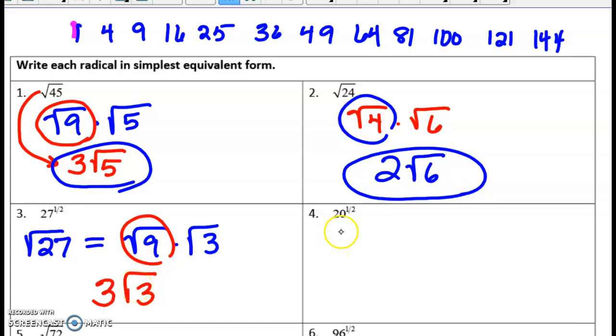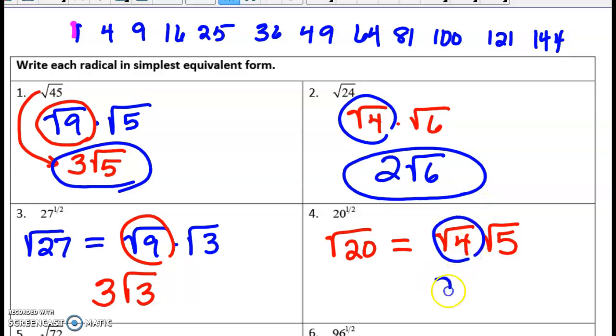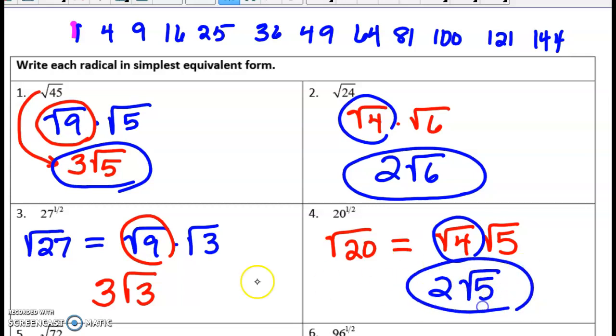All right, here we have the square root of 20, so we're going to say that's the same thing as 20 to the 1/2. Looking at my list, numbers less than 20 would be here. 16 does not divide in without a remainder, nor does 9, but 4 will work there. So that will be the same thing as the square root of 4 times the square root of 5. I know the square root of 4 is 2, so this is going to be 2 root 5 for my answer. Okay, doing great.